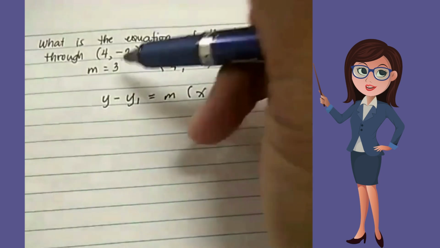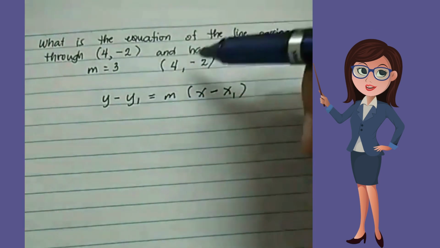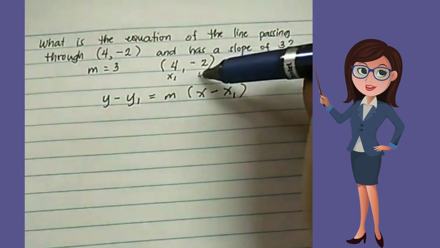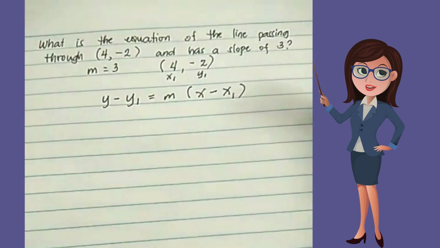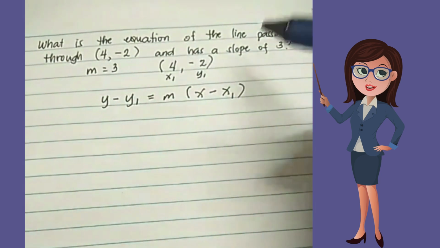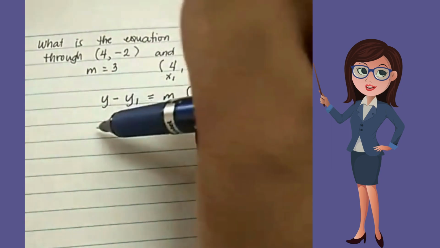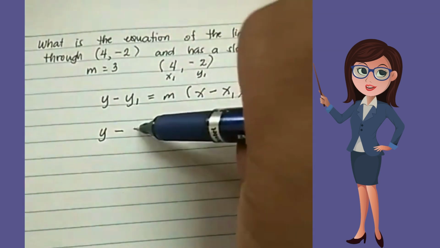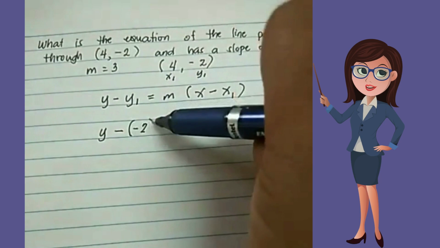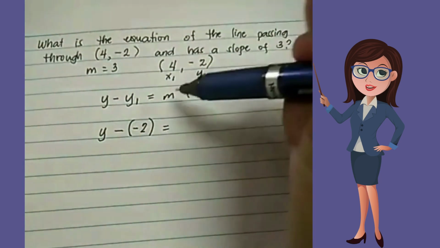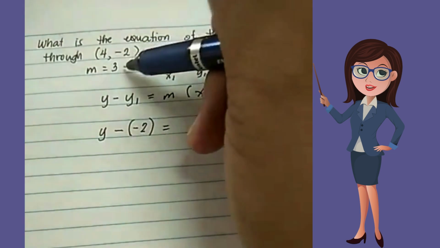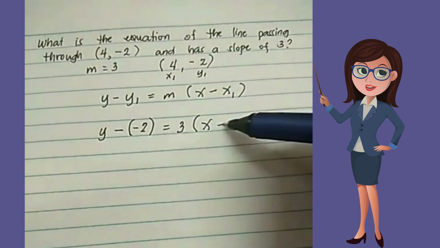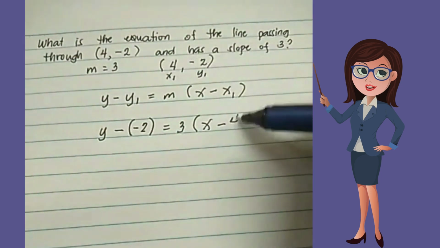Based on the given, m or the slope is equal to 3, and for the x sub 1 and y sub 1, x sub 1 is 4 and y sub 1 is negative 2. So we can now substitute these values to our given variables. So just copy y minus the value of y sub 1, which is negative 2. So enclose natin siya sa parenthesis, equals, ang value ng m, mawawala ang m natin, papalitan siya ng 3. Multiplied by, copy x ulit tayo, minus x sub 1, which is 4.